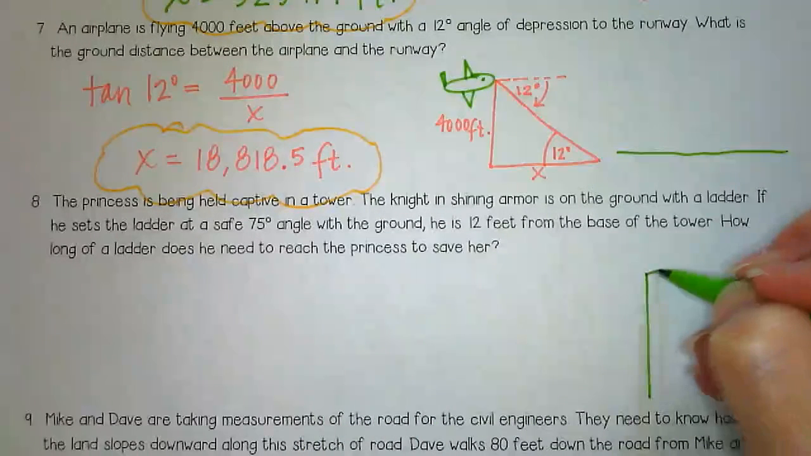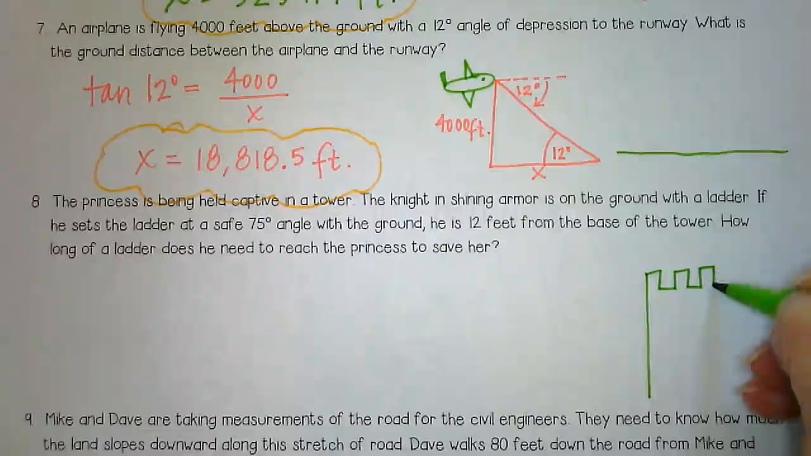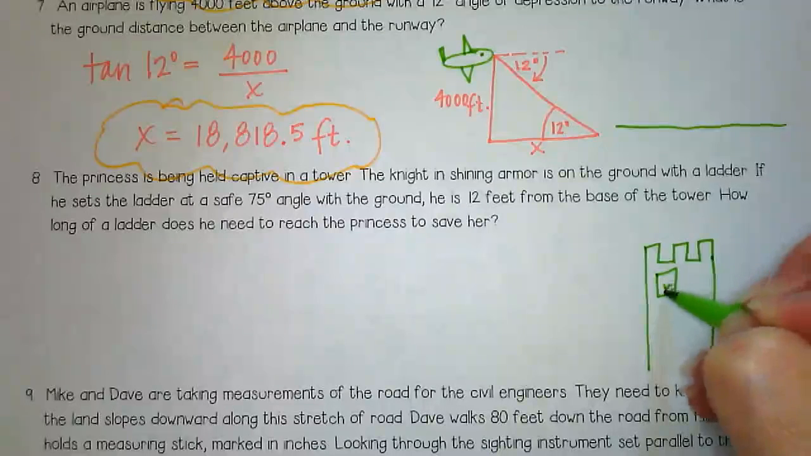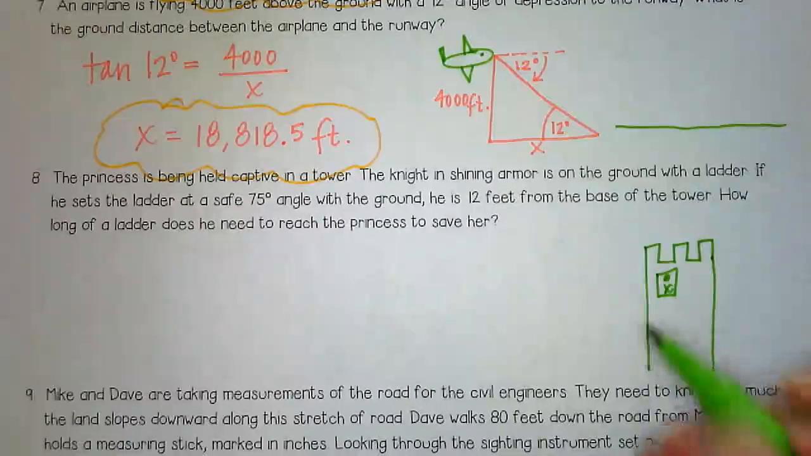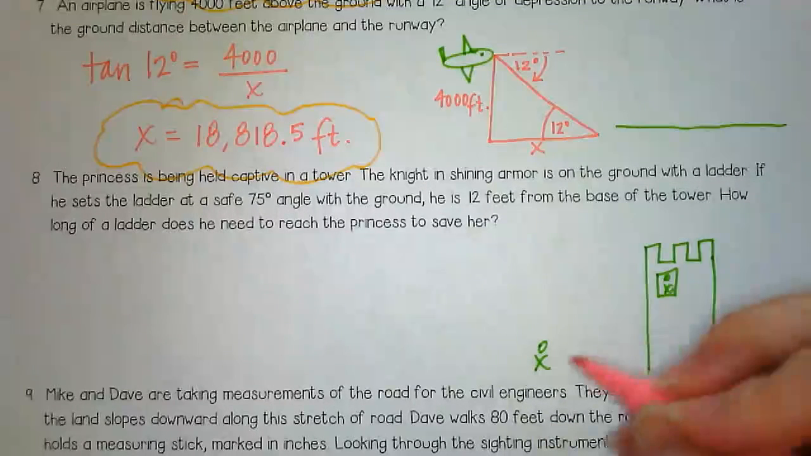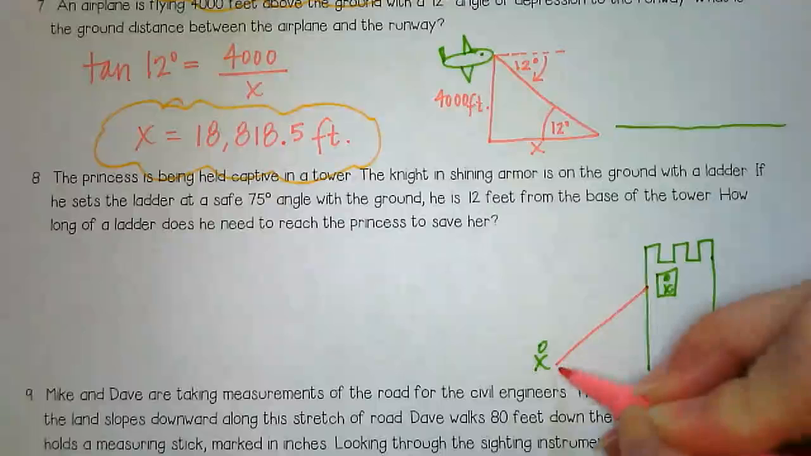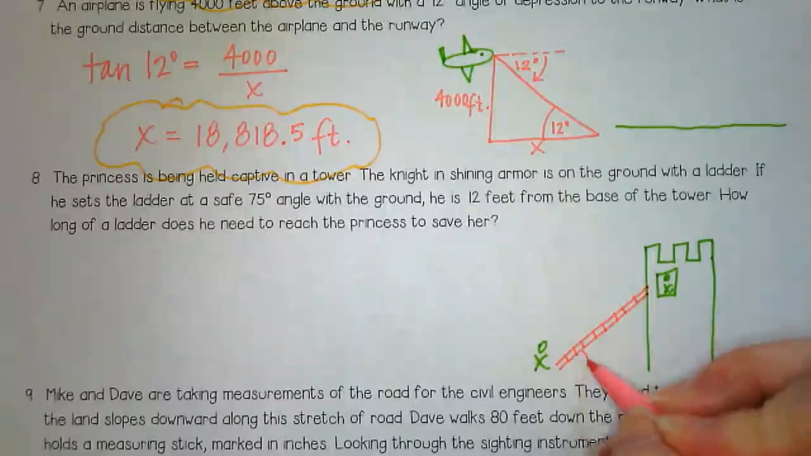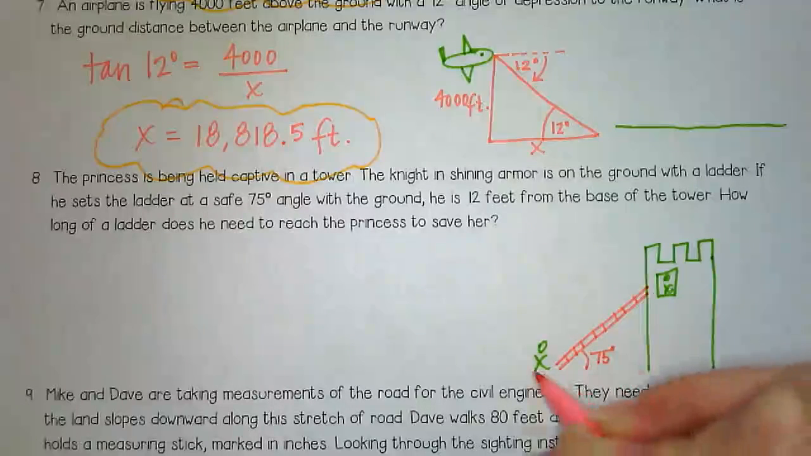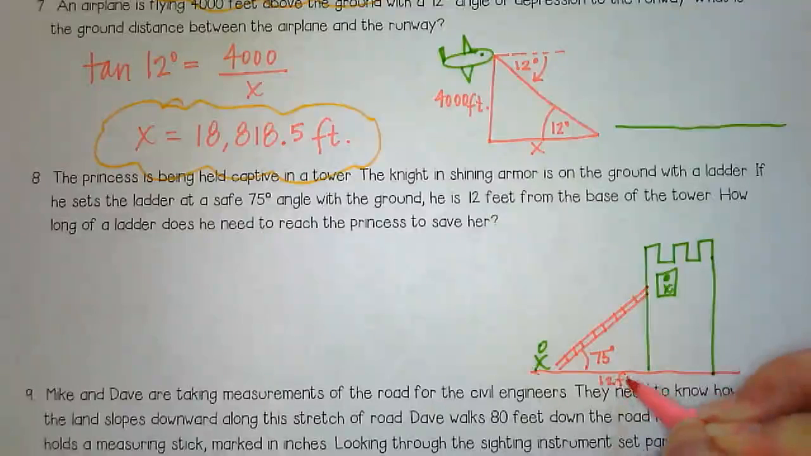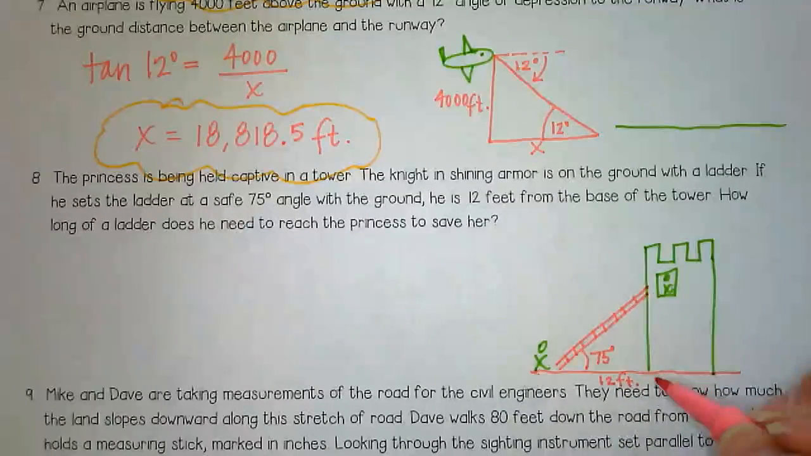Okay, so here is our tower, because that's what I feel like it should look like. All right, so we have the knight who's down here. Okay, so he has a ladder. So this is the ladder right here. And he has a 75-degree angle with the ground. And he is 12 feet from the base of the tower. So how long of a ladder? So we're looking for that one.